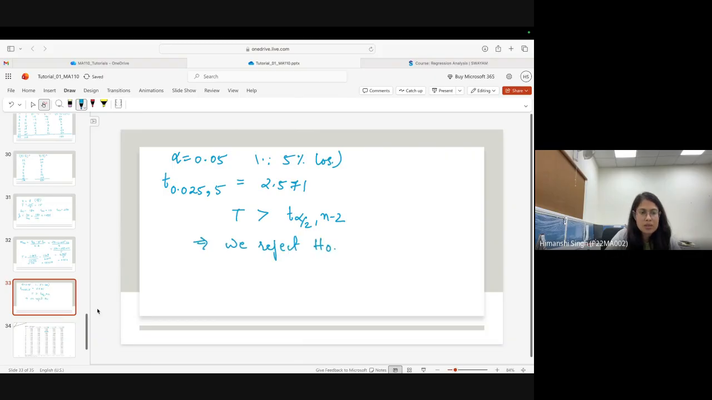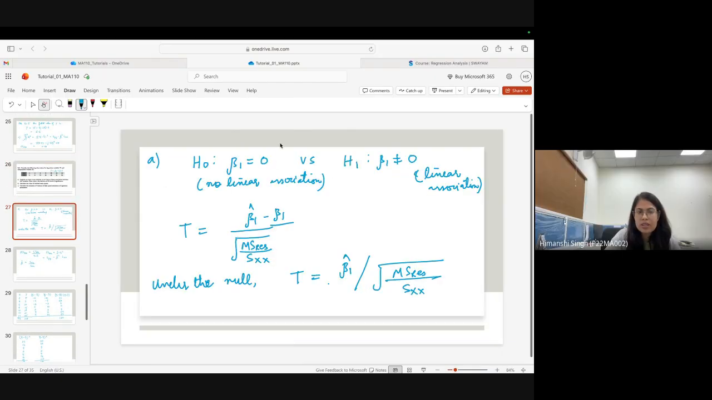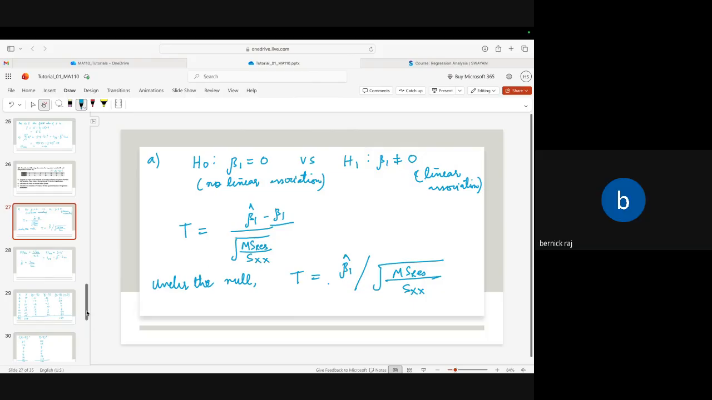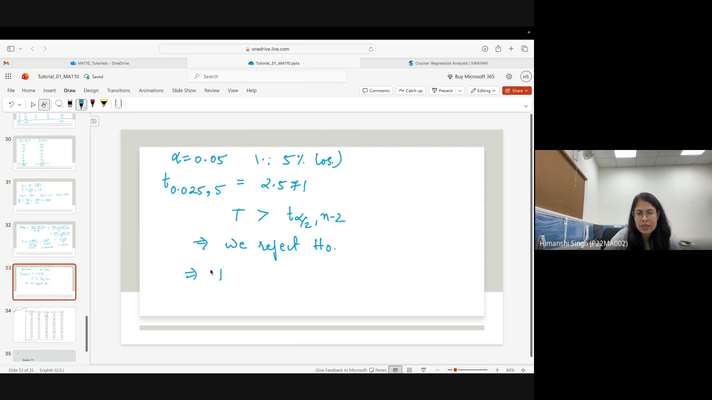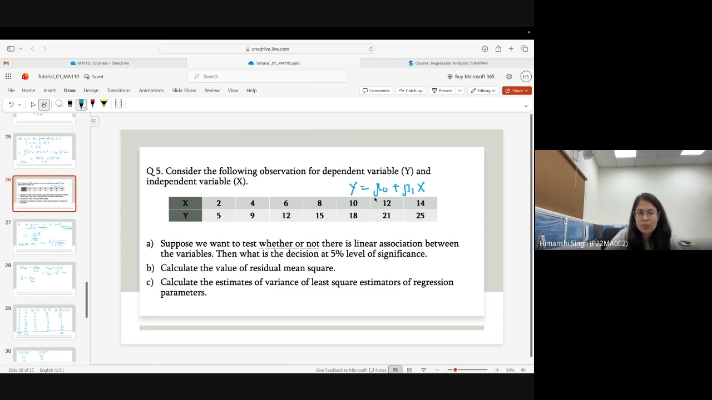If we reject H naught, what does it mean? It means beta 1 equal to 0 is rejected, which means beta 1 is not 0. This implies there is a linear association between the variables. Now since there is a linear association, we can fit a line to the data.